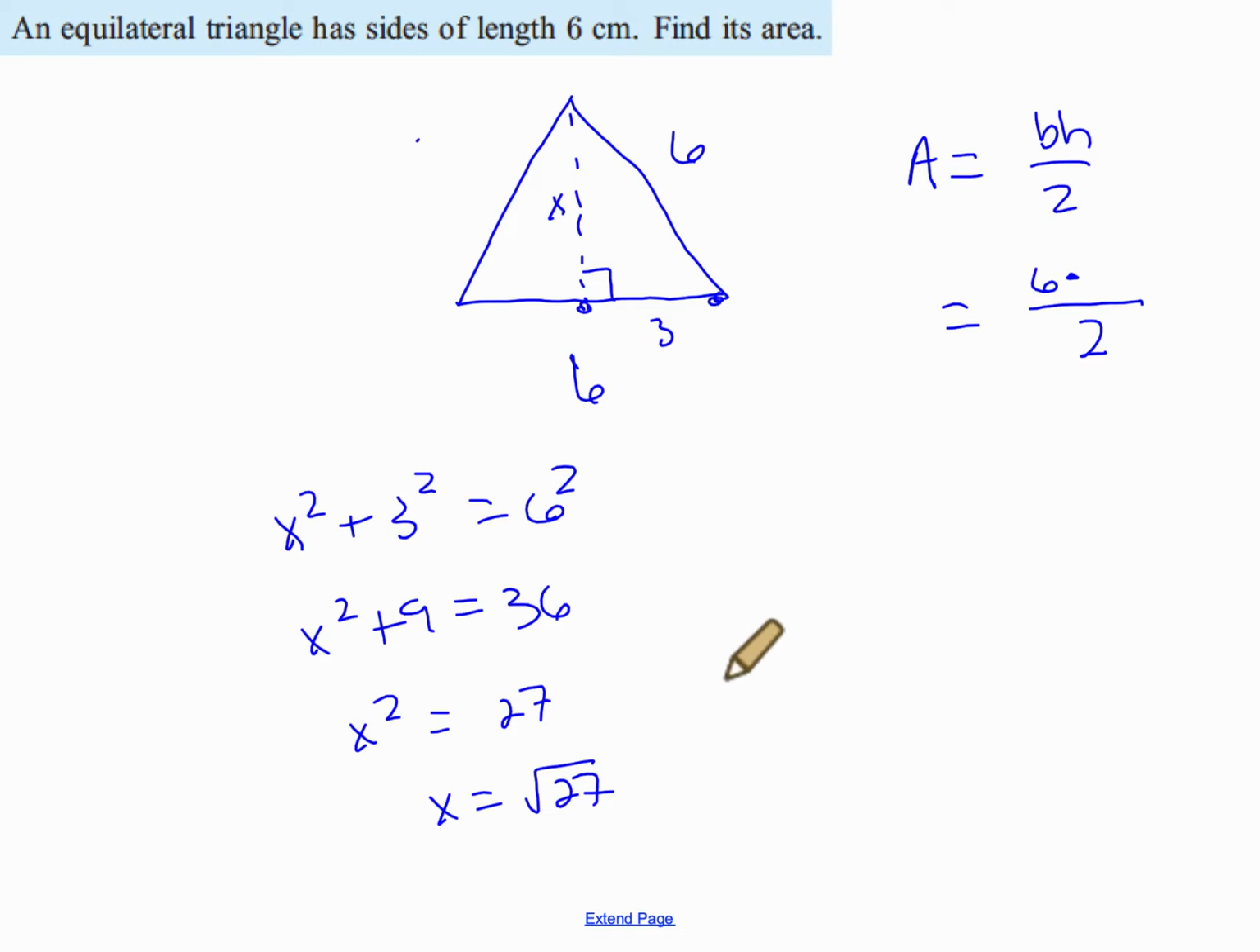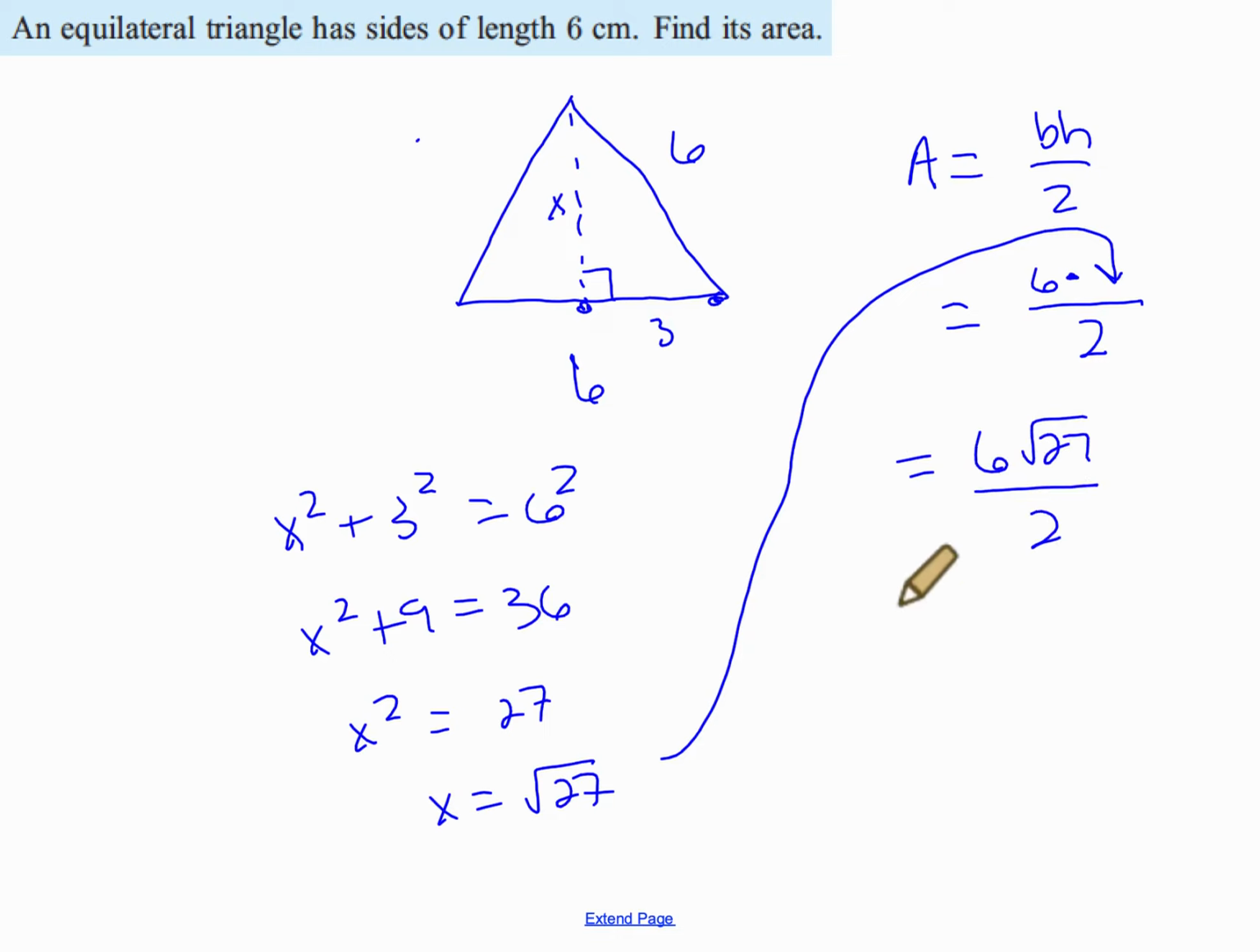So then we substitute that back in there. So it's going to be equal to 6 root 27 over 2, which is 3 root 27. Now that is an exact answer. A decimal approximation would be about 15.6. I prefer an exact answer. And in fact, this can be simplified. Hopefully you remember how to do that real quick.